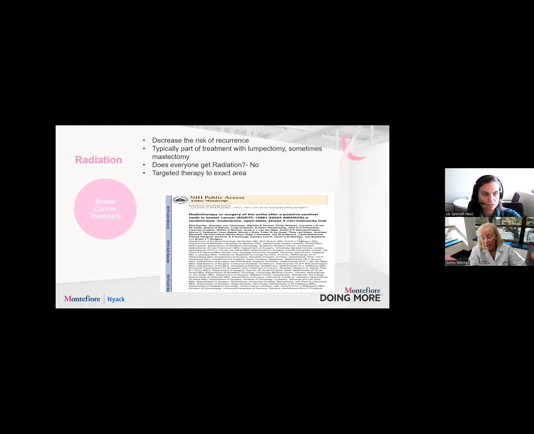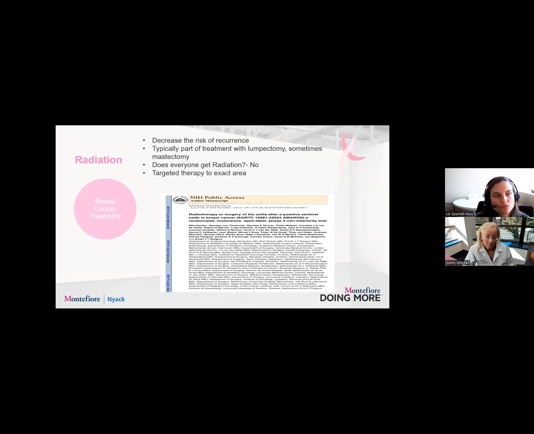Radiation oncology is another important aspect of breast cancer treatment. For the most part, most women will have some form of surgery, some type of medication, and some radiation. All three of those are not necessary for everybody, but for the majority of people, that would be the expectation. The role of radiation is to help reduce the risk of recurrence. It's typically part of the treatment when we do breast conservation or a lumpectomy. Sometimes in the setting of a mastectomy, it is also required. Does everybody get radiation? No.